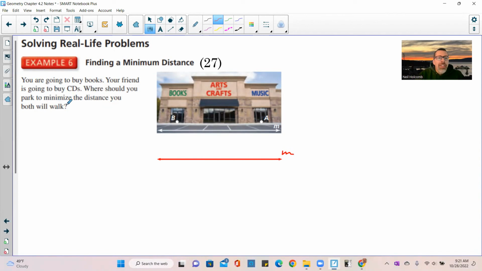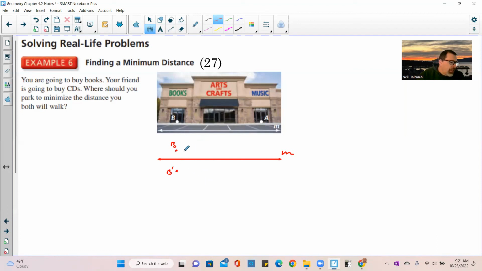Where should you park to minimize the distance you both walk if you want hard copies of a book and CD? Okay, so this is line M. That is the line at the ends of all the parking spaces. Point B is right here. So the first thing you want to do is reflect B over line M. So I'm going to put B in about the same place down here. So this is B. You want to reflect it across to here and call that B prime.